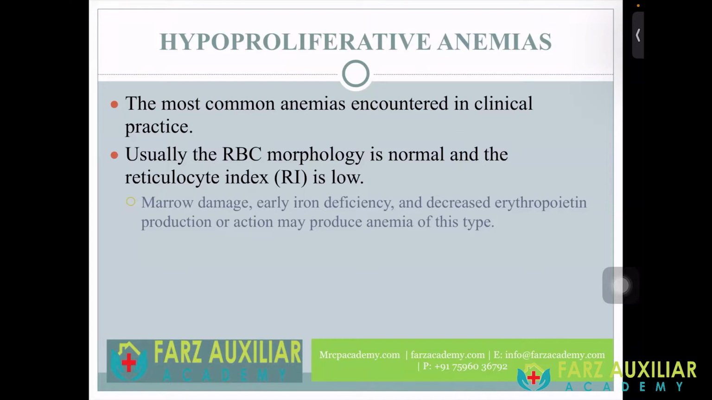Third and not the least is whenever there is an erythropoietin deficiency. Now, erythropoietin we know is basically a hormone secreted by the kidney to stimulate RBC production at the bone marrow level. Whenever either the erythropoietin synthesis is deficient or the bone marrow has become resistant to erythropoietin for any reason, the bone marrow will not produce sufficient RBCs.